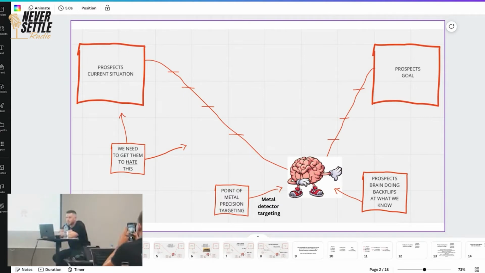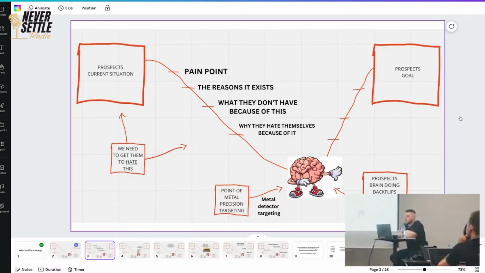And I came up with another mechanism the other day called metal detector targeting because we sell metal, right? And you can use metal detectors to go find stuff. I'm so sorry for this, but it works. And essentially, for your customer or your prospect or your ideal person you'd like to work with, there are a few things that sort of need to be in place.